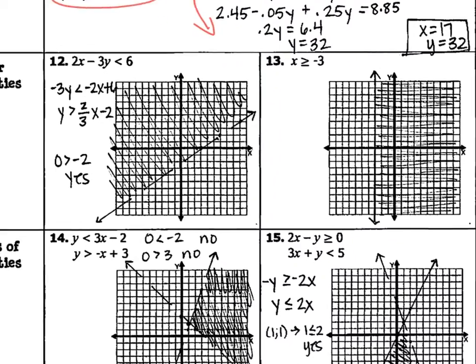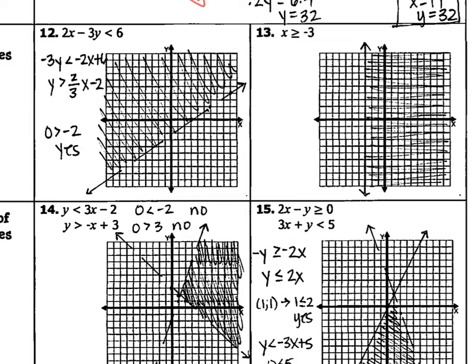On number 12 and number 13, this is the inequalities. Now, notice they solved for y in this case. They subtracted 2x from both sides, then they divided both sides by -3. So they divided everything by -3, and when you do that, it flips the sign. So you end up getting y is greater than 2/3 x minus 2.